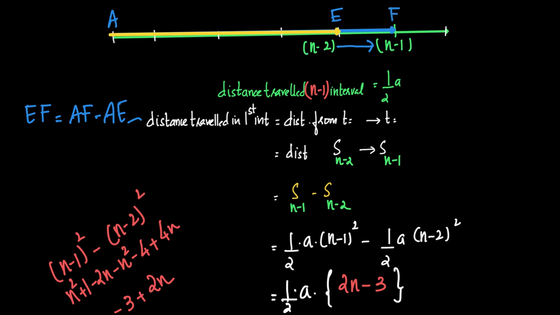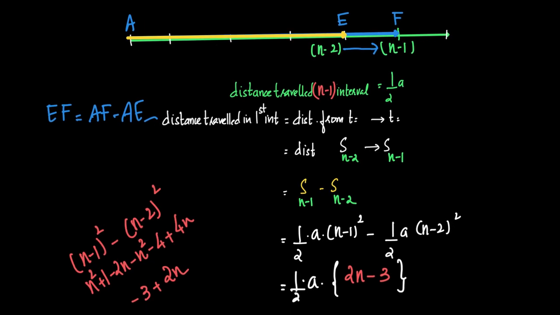So we have AF, which is Sn. Okay, excuse me for the image being blurred here. I'm not sure why it happened. Okay, anyway, so AF is Sn minus 1. AE is Sn minus 2. So half a into n minus 1 square minus half a into n minus 2 square. N minus 1 square minus n minus 2 square, what we get is 2n minus 3. So the distance traveled in the n minus 1th interval would be half a into 2n minus 3.